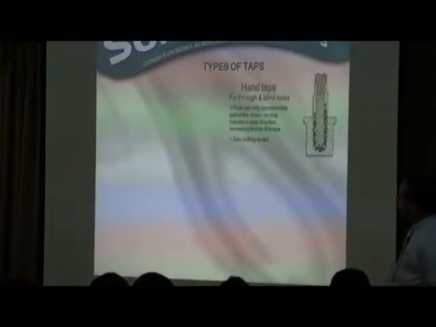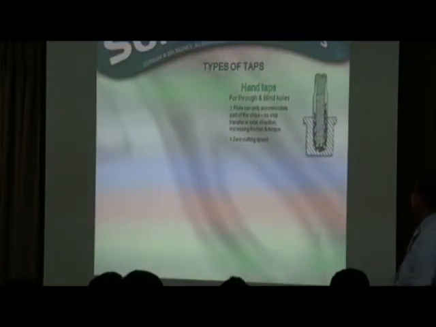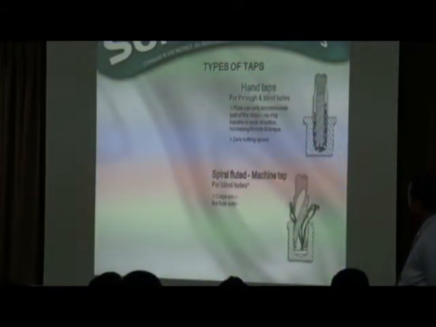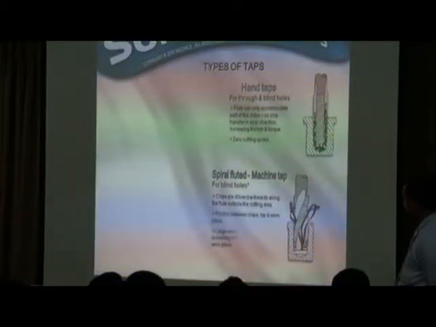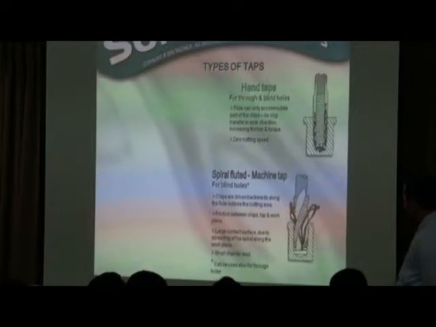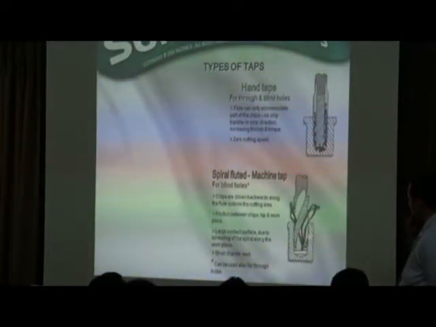You are chip recutting all the time. Then we have the machine taps, the spiral fluted tap, which are applicable for blind or through holes. This tap has 2 main problems. One problem is friction between the chip, tap and workpiece because the chips are crawling outside the cutting area.